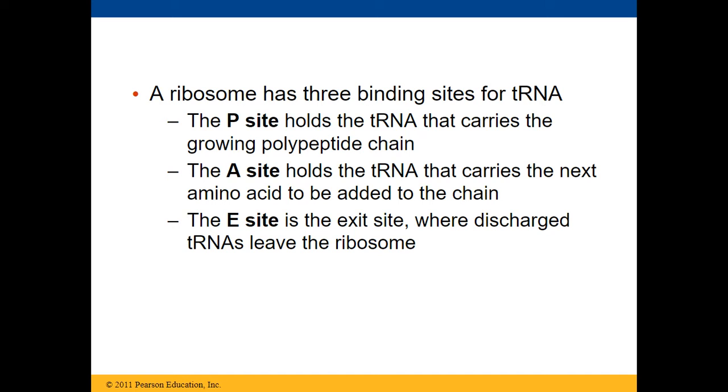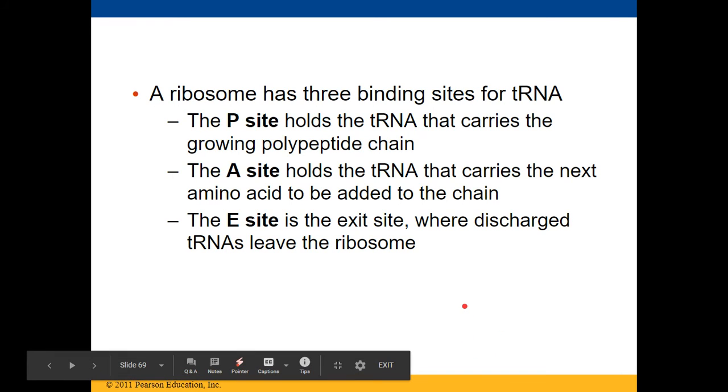So ribosomes have 3 binding sites for the transfer RNA. The P site is responsible for holding the transfer RNA as it carries the growing polypeptide chain. The A site holds the transfer RNA that is carrying the next amino acid that needs to be added. And then the E site is the exit site where it gets rid of the transfer RNA molecule.